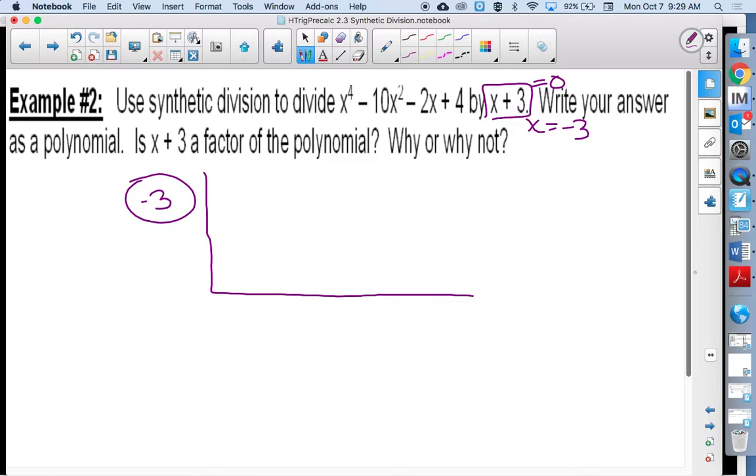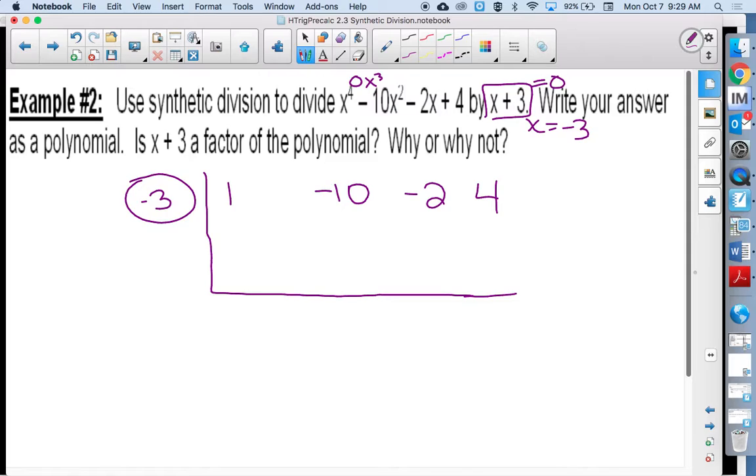What are the coefficients that go across? Be really careful. So what goes across next to the negative 3? Lauren, you know what coefficients we're going to place on the top? 1, and negative 10, negative 2. She's really close. So what's that original polynomial missing? Huh? 0. It's missing a 0, x cubed. It doesn't have an x cubed term.